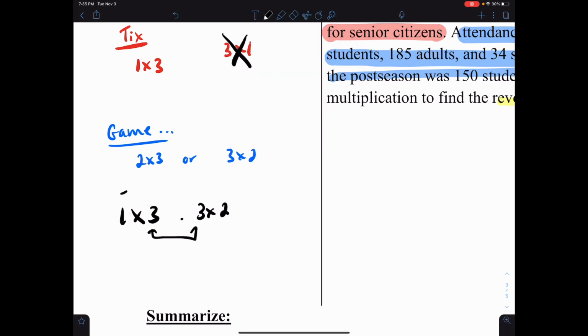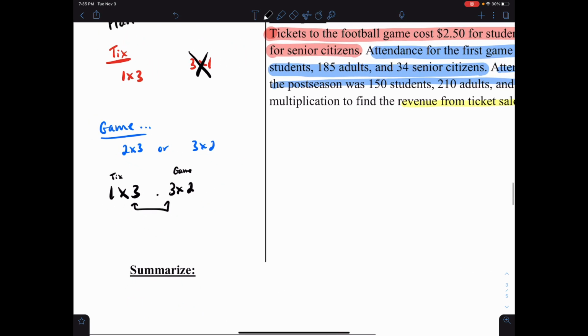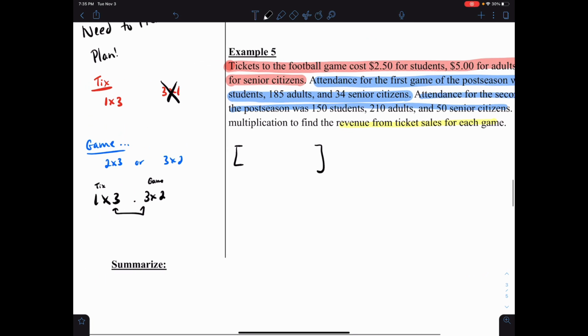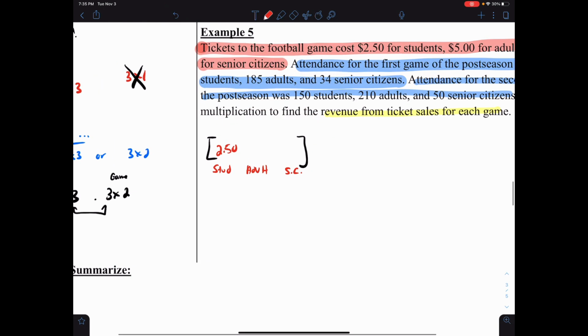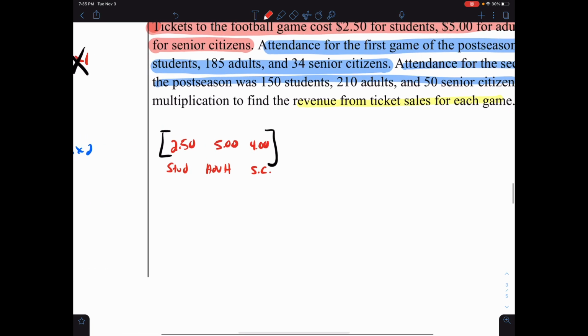The tickets I'm going to organize into a 1 by 3 matrix, and I'm going to use the game information for a 3 by 2 matrix. So we can set up our ticket information. Now the second thing that goes along with word problems is keeping your order. So I'm about to list the ticket prices. I'm just going to go by age. So I'm first going to do students, which I'm abbreviating, then adult, and I'm also going to abbreviate senior citizens. And we'll just list their prices, right? So we know it's $2.50 for students. We know it is $5 for adults and $4 for senior citizens.